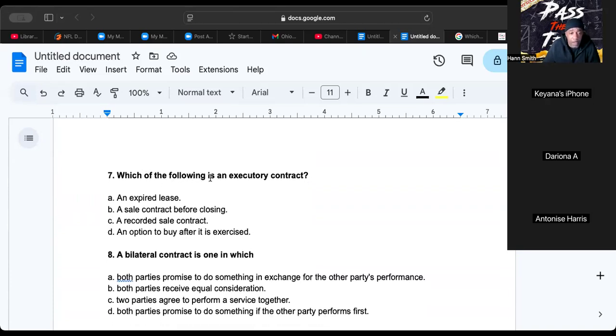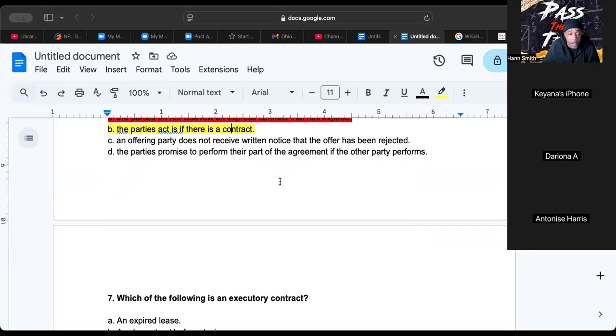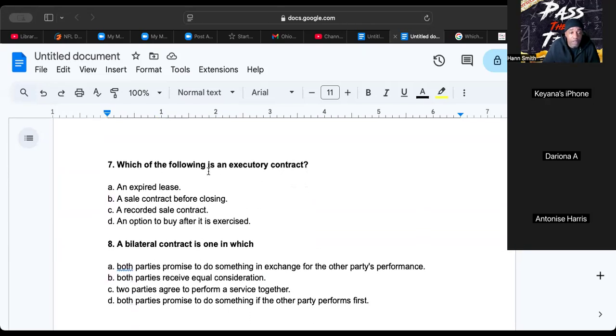All right, this is probably a definition question. Which of the following is an executory contract? We got to get this. We got to get all the definition questions, period. So that was a definition question. We erred on that one a little bit there. But which of the following is an executory contract? An expired lease, a sale contract before closing, a recorded sale contract, an option to buy after it is exercised.